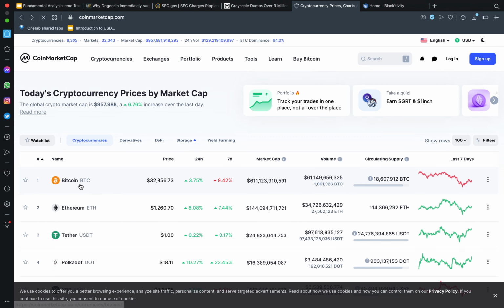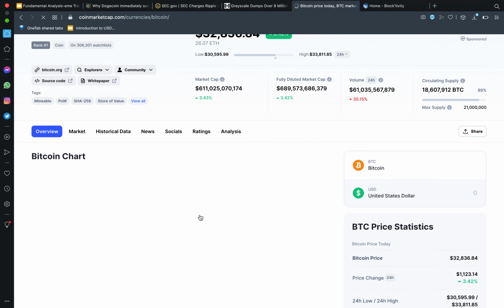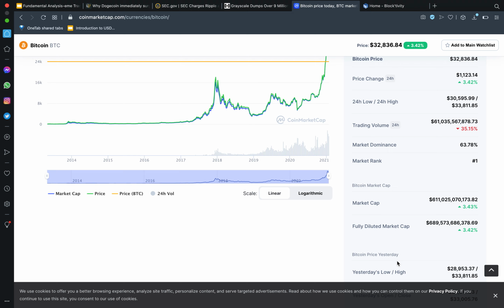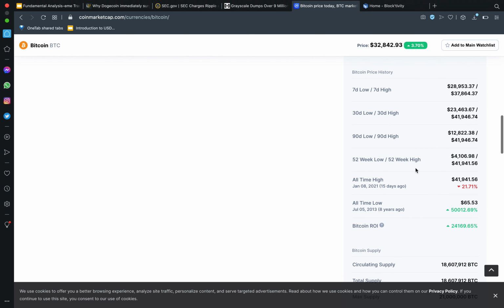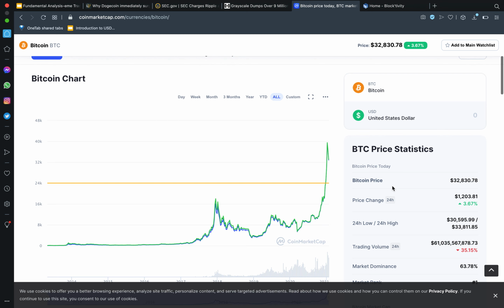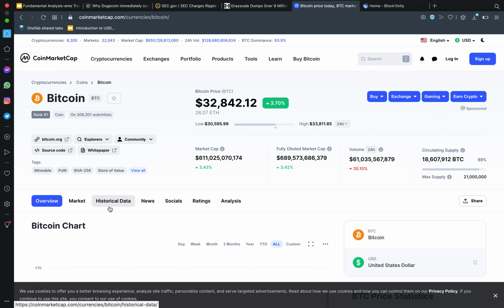You can dive deeper. You can look at the statistics. You can look at the all-time high, the all-time low. The all-time high for Bitcoin is $41,941. It got the all-time low in 8 years. You can look at all the historical data, social rating, whitepaper, community, explorers. This was good. There's a lot of things you can get from CoinMarketCap.